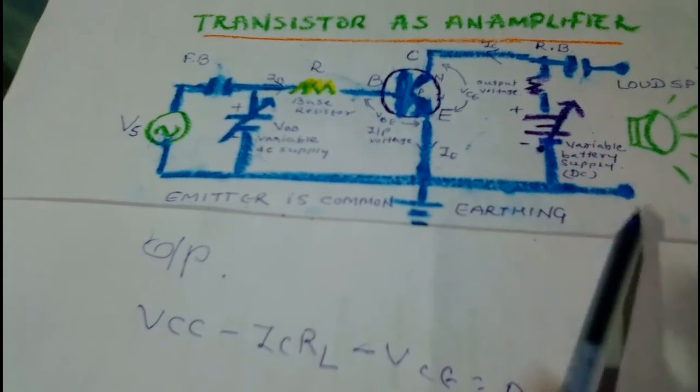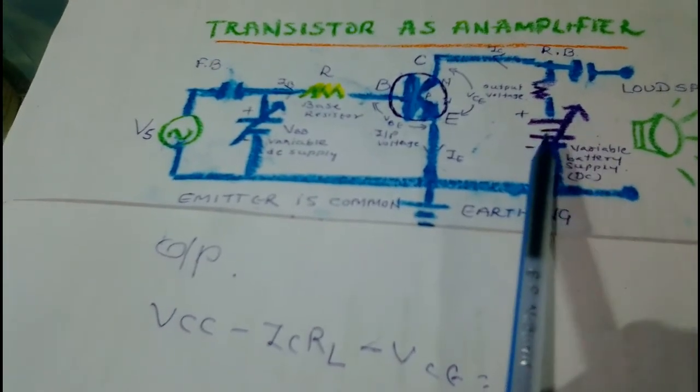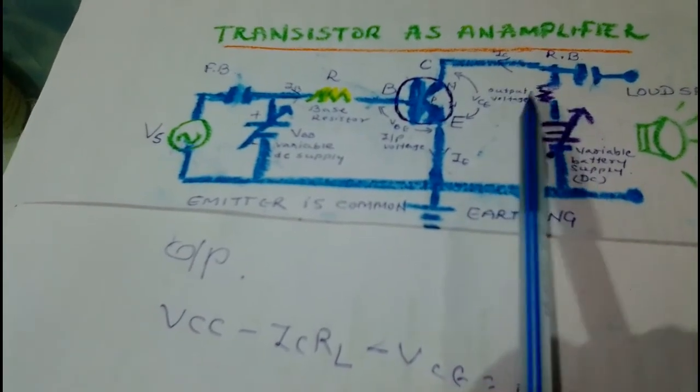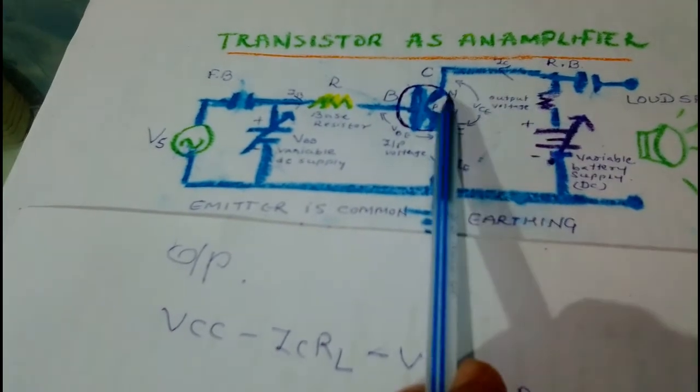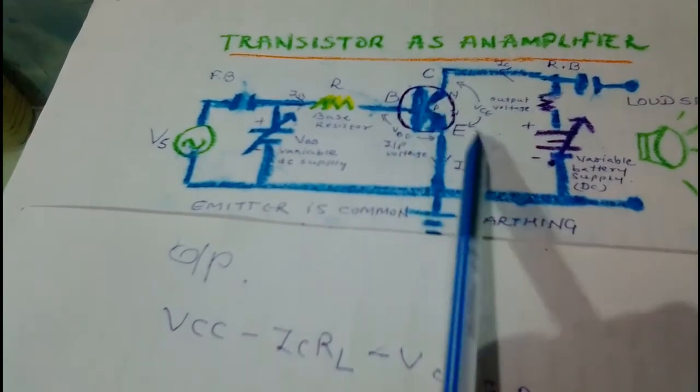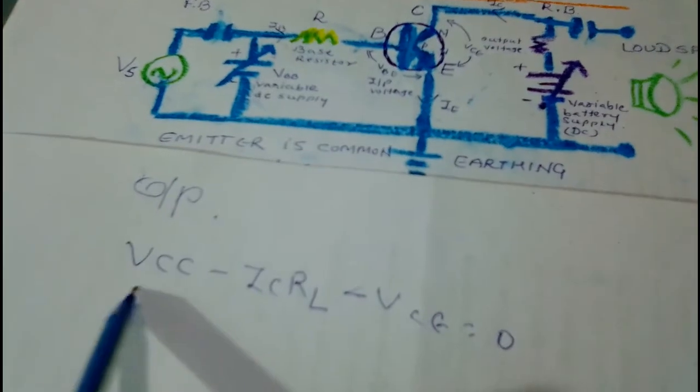What we are discussing is that this voltage VCC minus the voltage drop across this resistance minus the voltage drop across collector and emitter is equal to 0. So VCE is equal to VCC minus ICRL. VCE, the voltage across collector emitter, is equal to VCC minus ICRL.